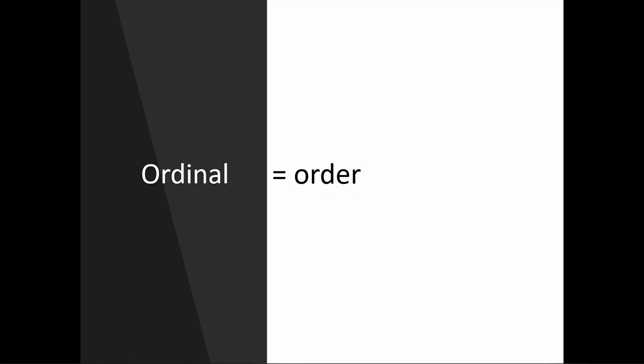Now, starting with ordinal scales, there is an order to them. So freshman, sophomore, junior, senior in school is ordered in terms of the number of years that you've been at the school.